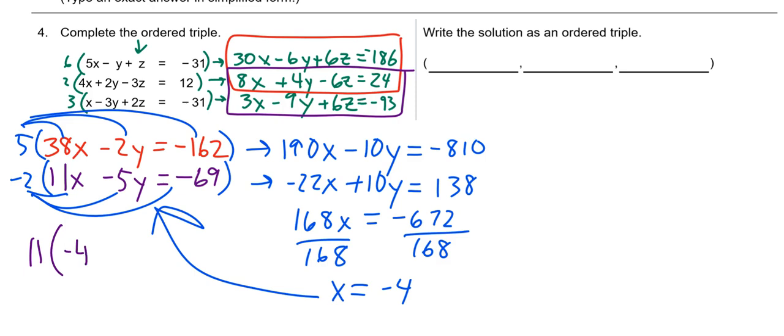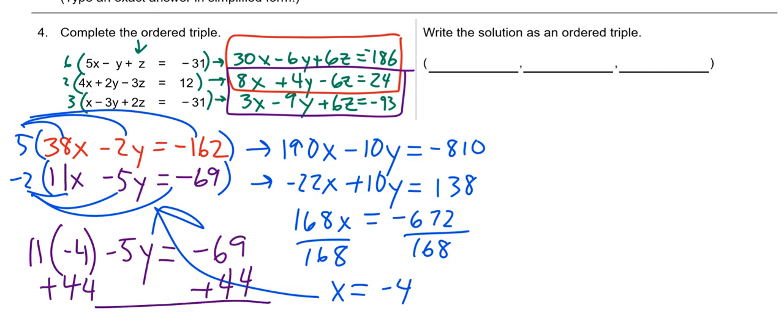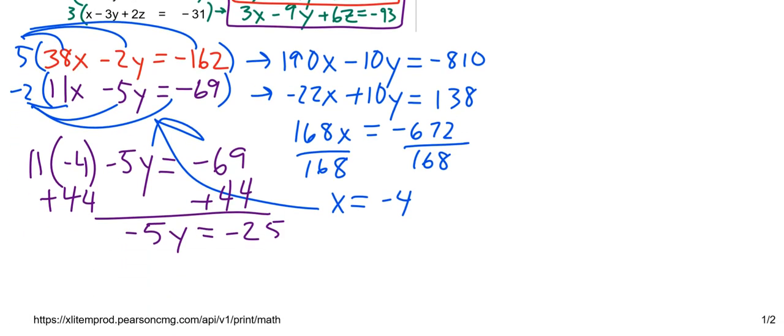Times negative 4 minus 5y equals negative 69, and then we can add 44 to both sides. Negative 5y equals, looks like negative 25. So what are we getting for y? Positive 5.